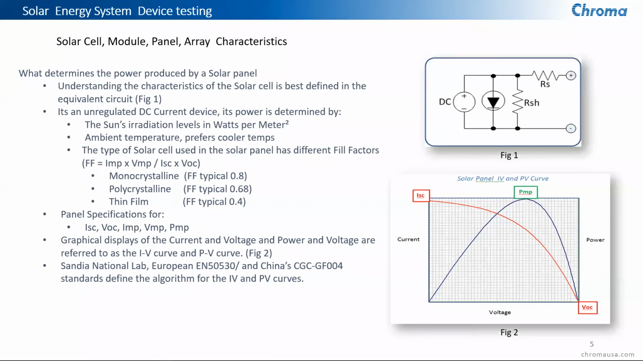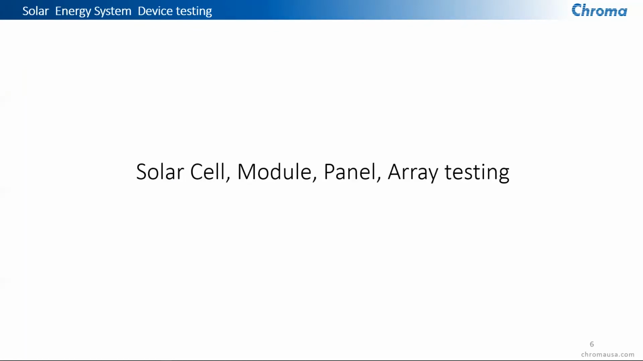And when we look at these and plot that information, we're going to be able to plot the curve, which gives you the voltage and current curve, the IV curve, and also the power curve, the PV curve, as you see there, which is power and voltage. So we're going to start with talking about the solar panels, solar arrays themselves, some of the things that we can do to help you test them.